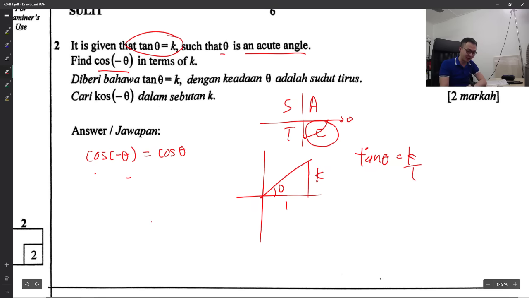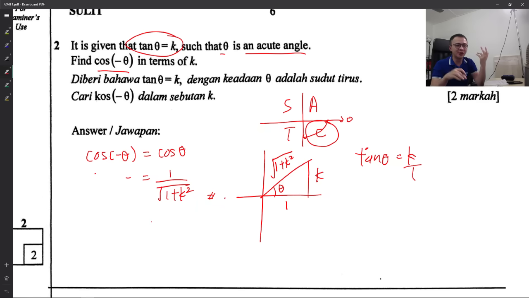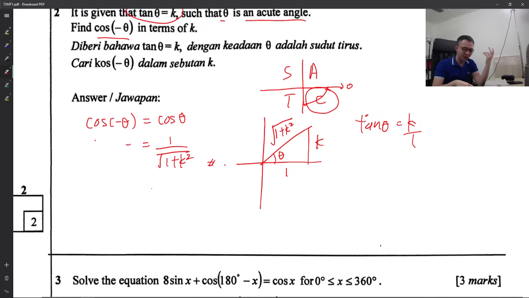This is the theta. And then the hypotenuse we can easily find, which is the square root of 1 squared plus k squared. I'm going to use Pythagoras over here. So then I can easily get this. So cos is what? Cos is 1 over square root of 1 plus k squared. Just like this to do this paper. Okay, so if no problem, then I will move on to the next question.